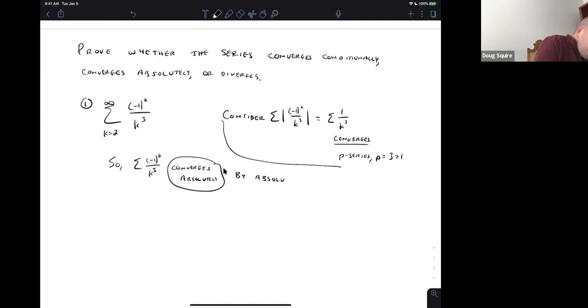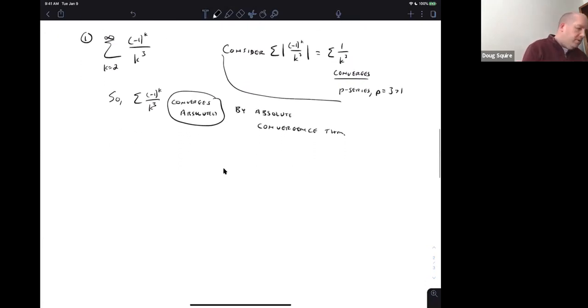And it's a little weird when you word it this way, because the answer is almost the same as the name of the theorem. But the answer itself is converges absolutely. Your rationale is the absolute convergence theorem. That make sense? Any questions?